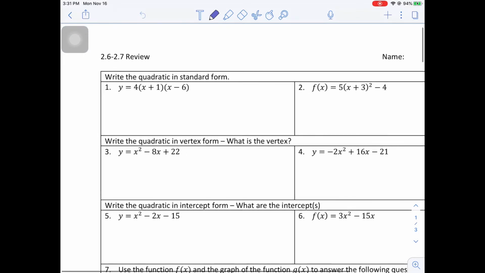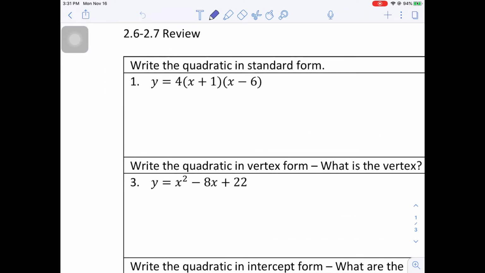All right, everybody, so here's the 2.6, 2.7 review. It first says, write the quadratics in standard form. Standard form, we just need to FOIL it out. So x times x, that's going to give us x squared. X times negative 6 gives us negative 6x. 1 times x gives us positive x. 1 times negative 6 gives us negative 6.